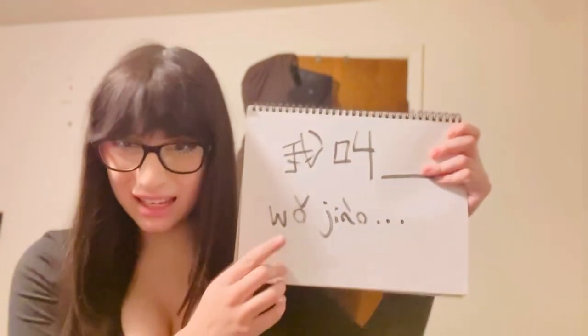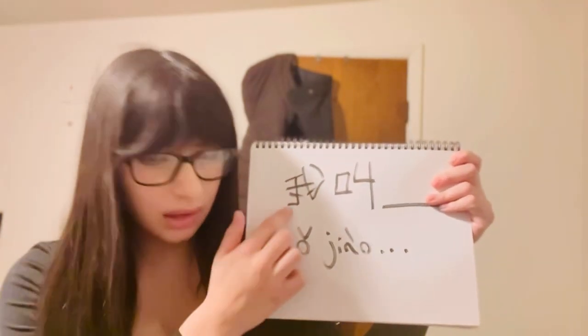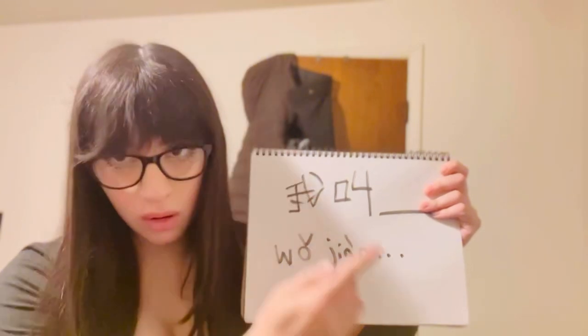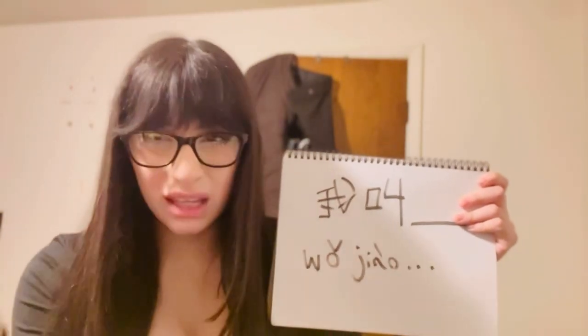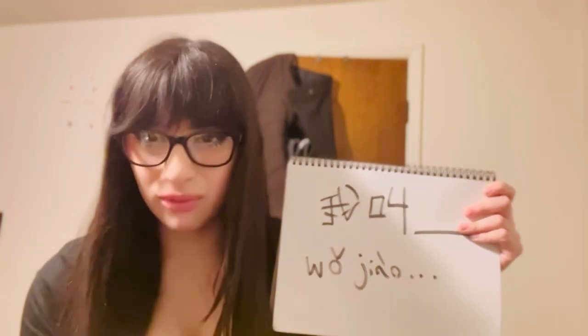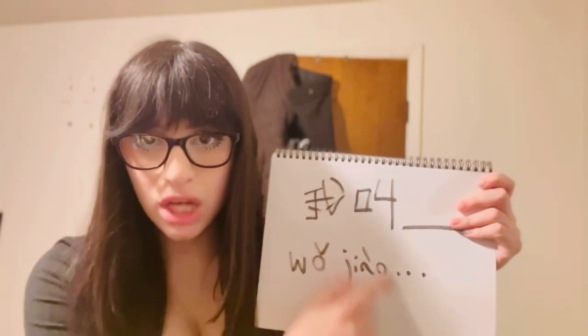So now that we know how to say ni hao, let's learn how to introduce our name in Chinese. It's very simple. Here it is. 我 means I, and then 叫 means called, followed by a name of your choice. So it's 我叫.